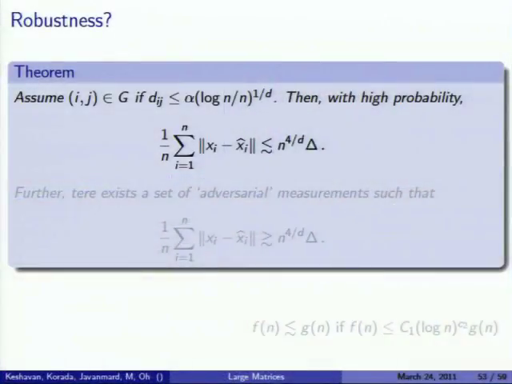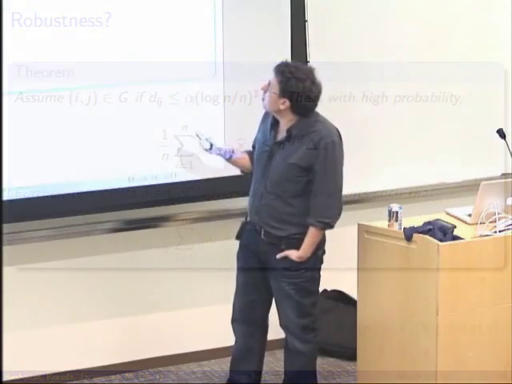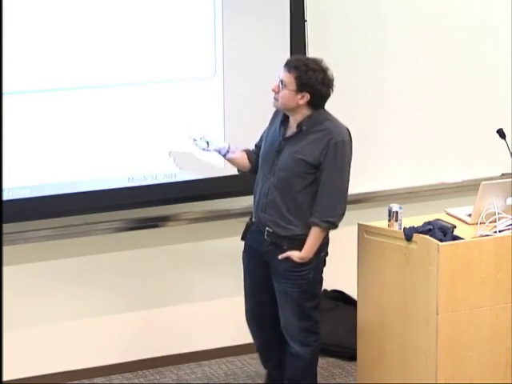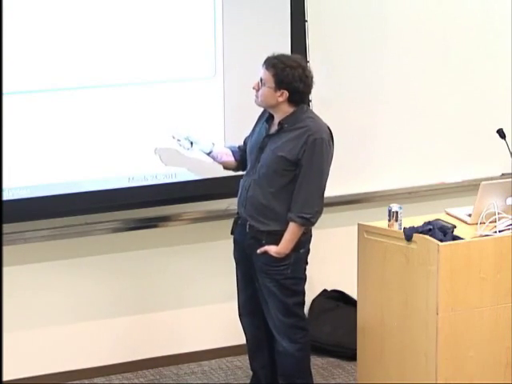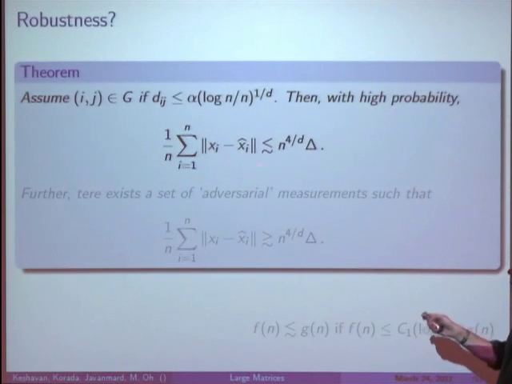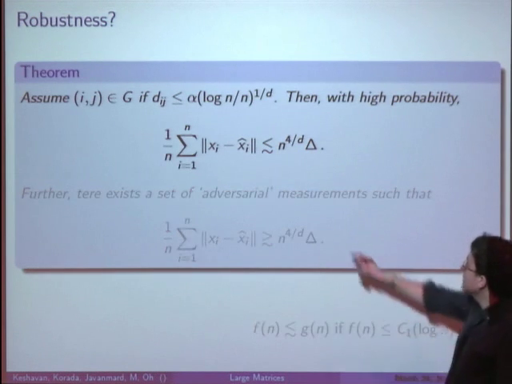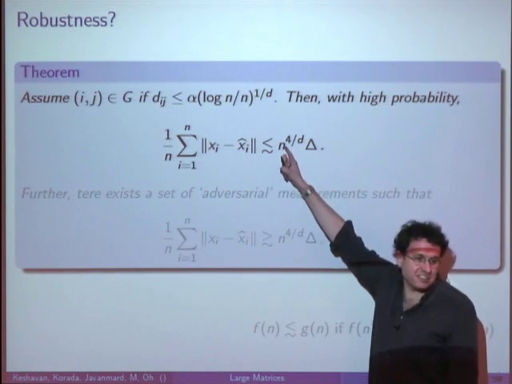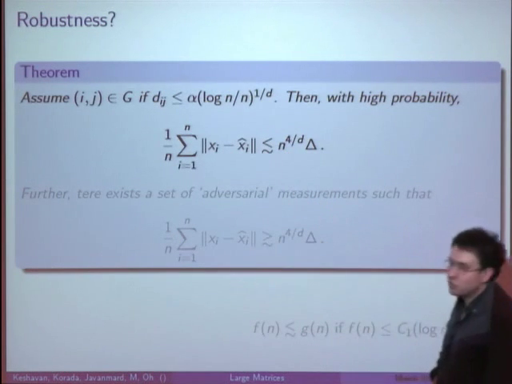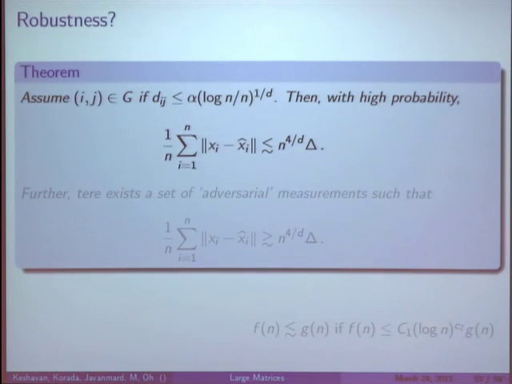So this is the theorem that we have. Under this hypothesis, with high probability, this SDP returns an error whose average per position is upper bounded by n to the 4 over d times delta. Here there is an h missing. This is a bit annoying because there is a factor here that diverges with the number of points, so you wonder whether this is the best factor that you can get, at least in the analysis.